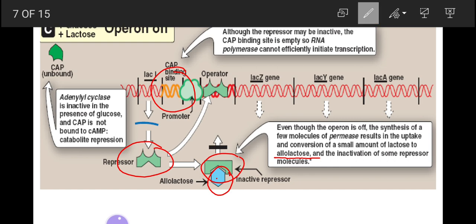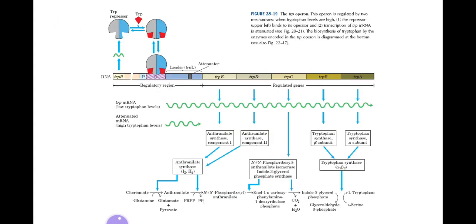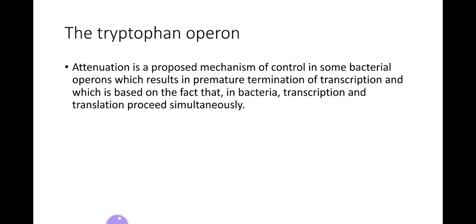Now come to another operon. This is the tryptophan operon. The tryptophan operon contains 5 genes that code for the enzymes required for the synthesis of the amino acid tryptophan. As with the LAC operon, the tryptophan operon is subject to negative control. There are 2 types of control system. One is by tryptophan itself, which acts as a repressor, and another is by way of attenuation.